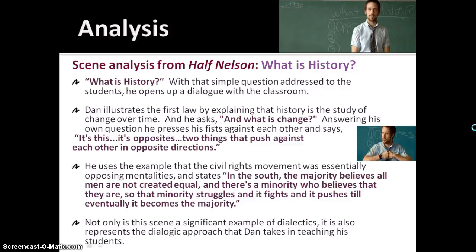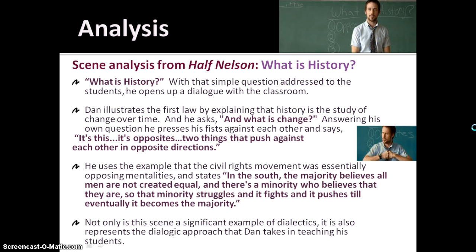Through the analysis of these pivotal scenes, it is also revealed that Dan's pedagogical style is both dialogic and critical in nature. What is history? With that simple question addressed to the students, he opens up a dialogue in the classroom. Dan illustrates the first law of dialectics by explaining what history is over the change of time. And he asks, what is change? Answering his own question, he presses his fists against one another and says, it's this, it's opposites. Two things that push against each other in opposite directions.